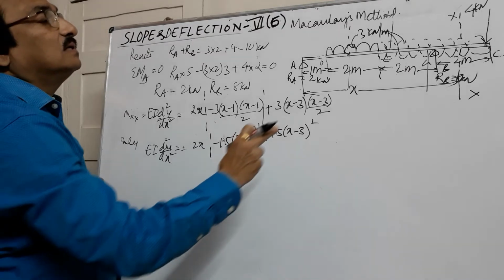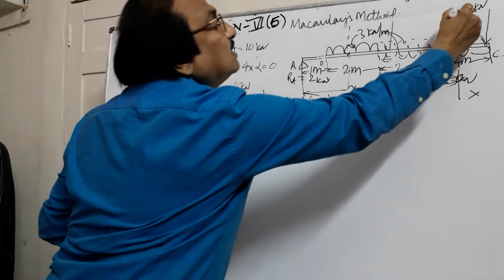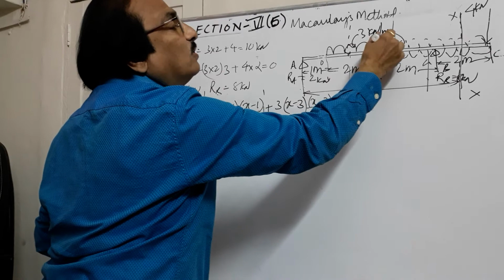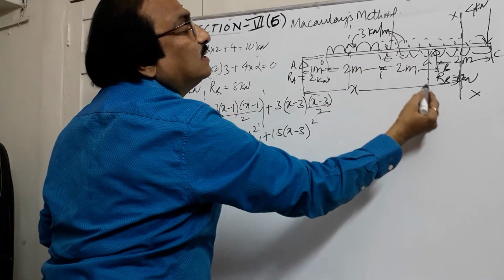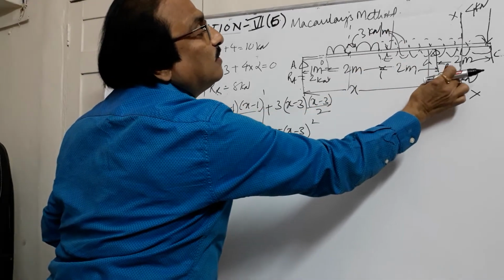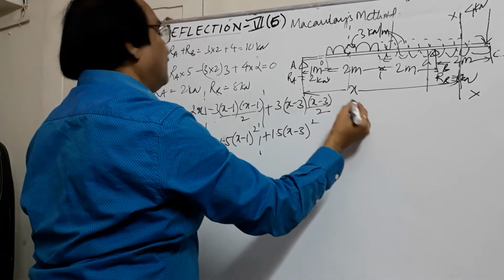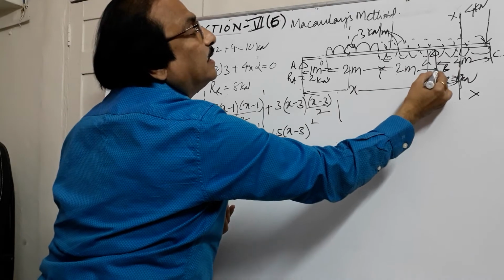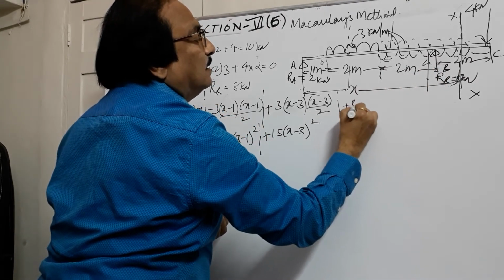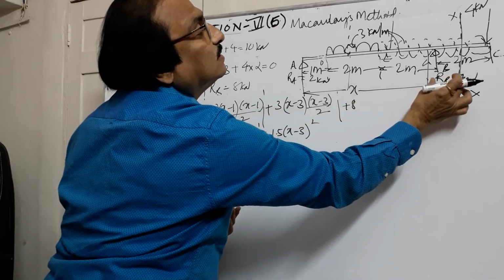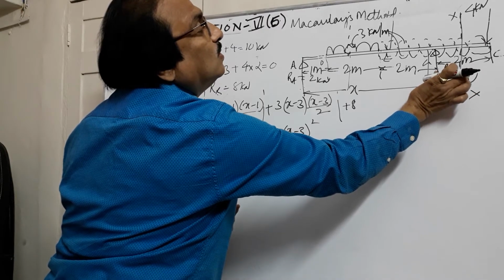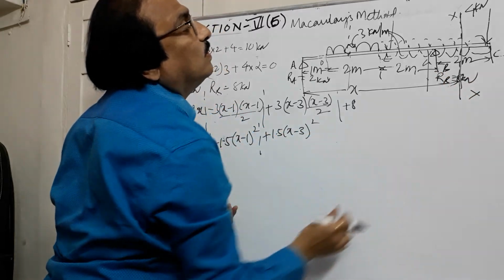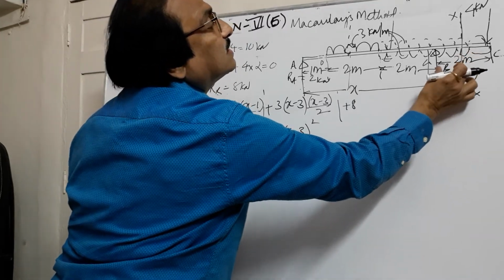We have not considered this reaction RB here, because in the section this is another load which is coming. I have taken only this RA and downward load, upward load, but this concentrated load is also coming within the section. So let me add that part, doesn't matter. So this will be 8 into this distance from here to this end.